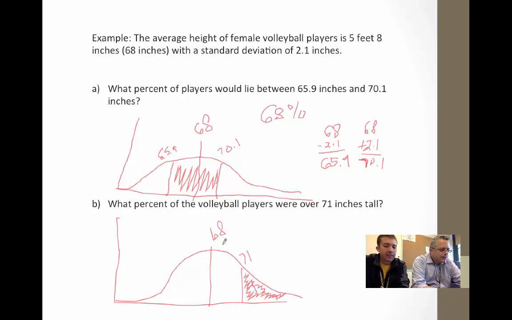All right, normal CDF. The lower limit is 71. The upper limit would be like infinity, so maybe 10 to the 99. Then 68, 2.1. We get 0.076, so 7.6%.